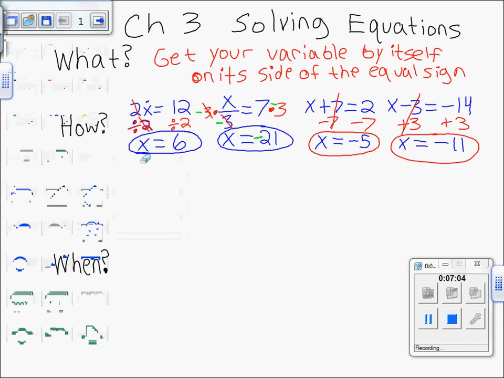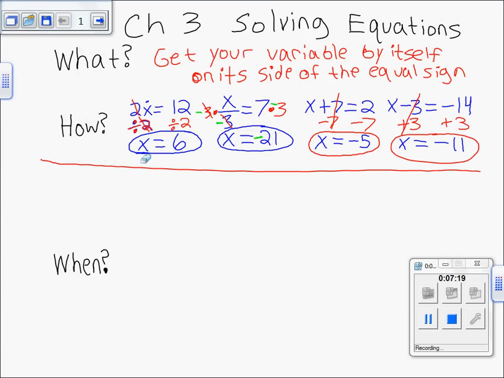So for example, let's talk about a when. So that's really the how. So we talked about the how. So let's separate that. Let's talk about when. What if you had more than one thing to do? In all 4 of those examples, we only had one thing to move. Those are one-step equations. So the when didn't matter. There was only one thing we had to do. But what if we have more than one thing to do?